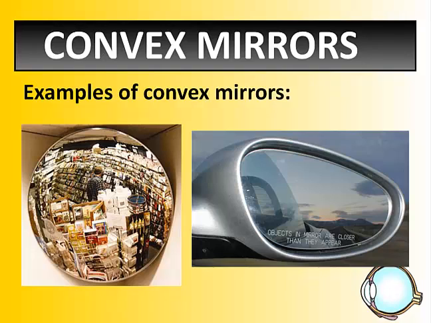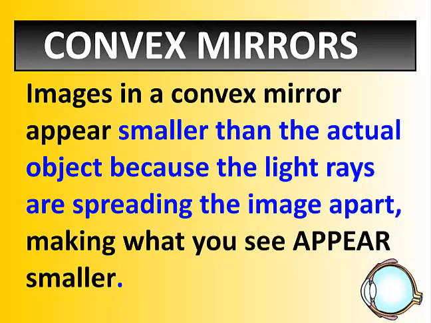Two great examples are store mirrors and side mirrors in vehicles. They both are convex, thus spreading the light out. And because the light is spread out, it makes the image appear smaller, and it also gives you a wider viewing angle. So images in a convex mirror appear smaller than the actual object because the light rays are spreading apart. It makes what you see appear smaller, and it also allows you to see at a greater angle.